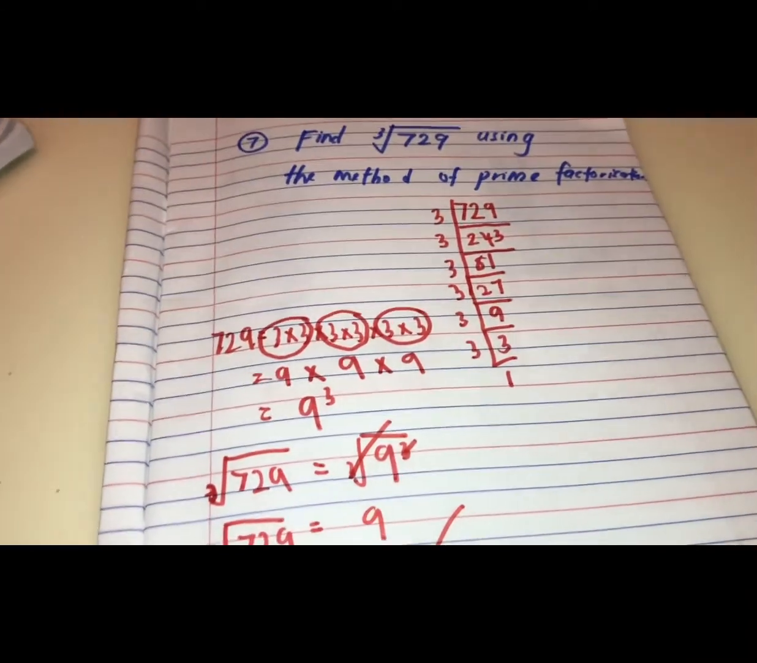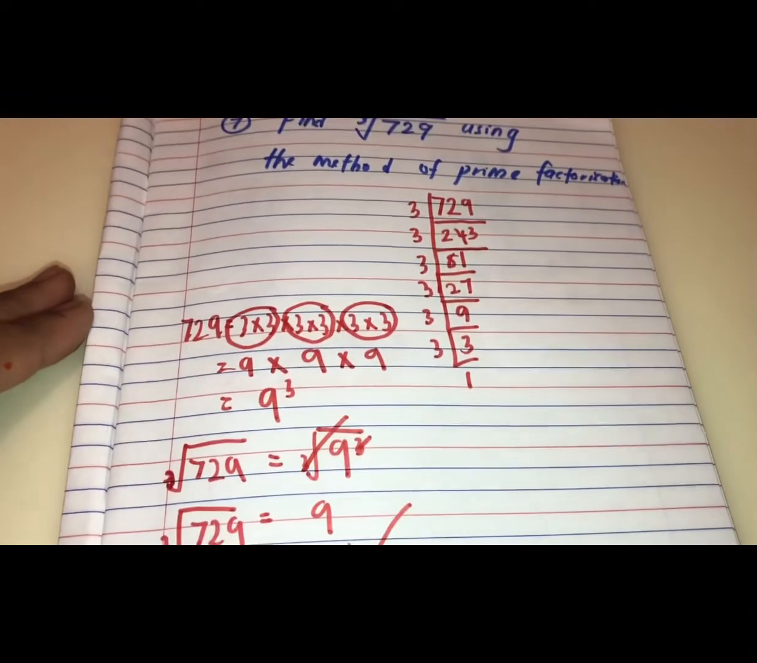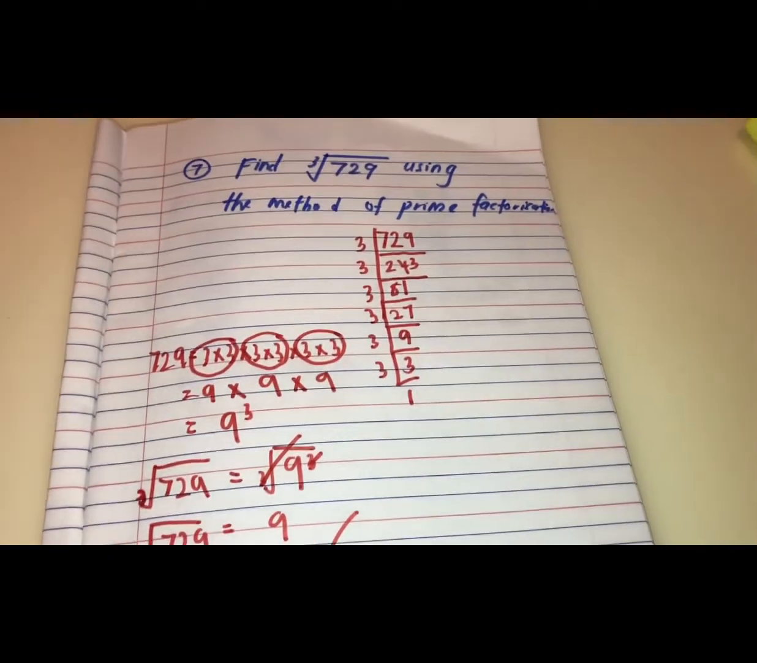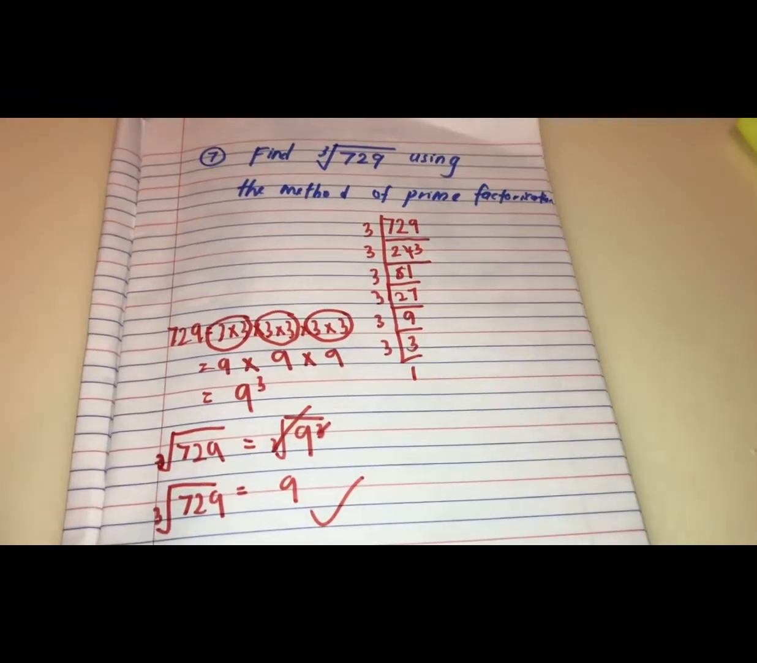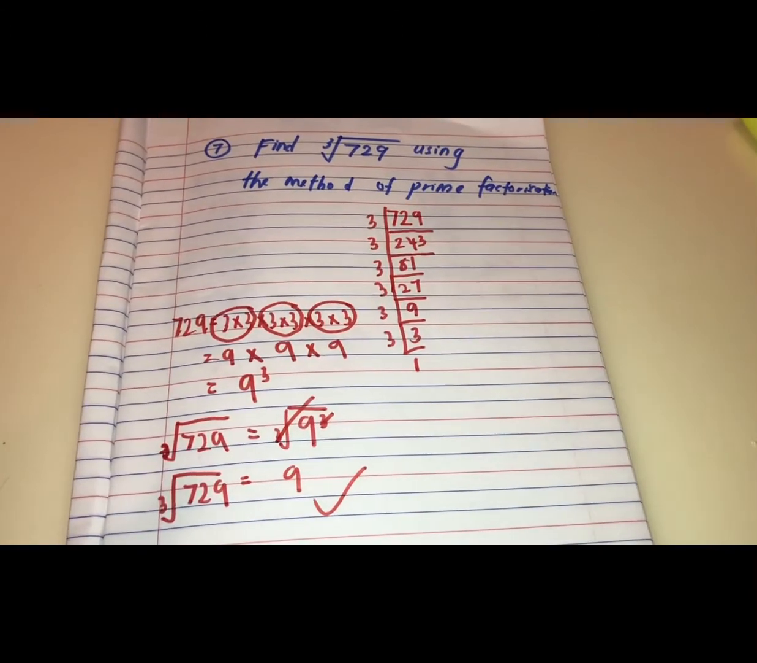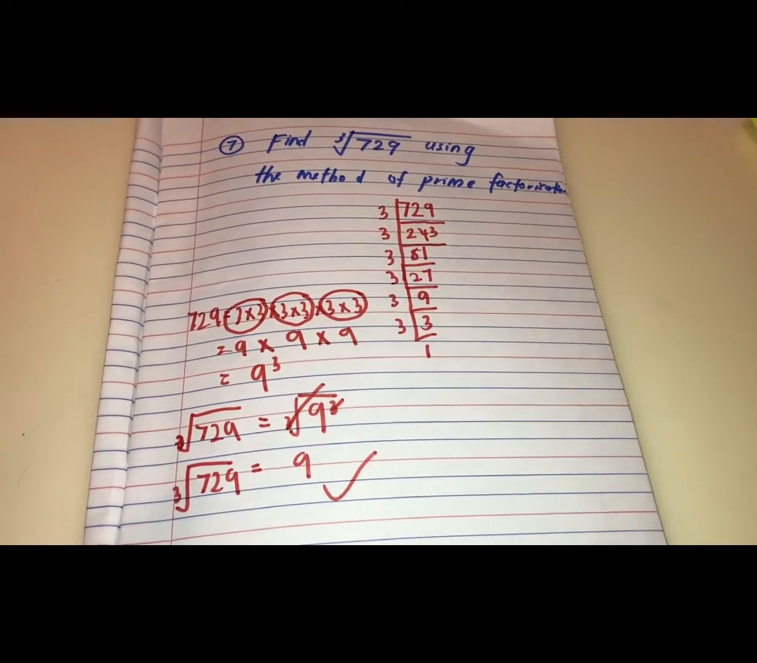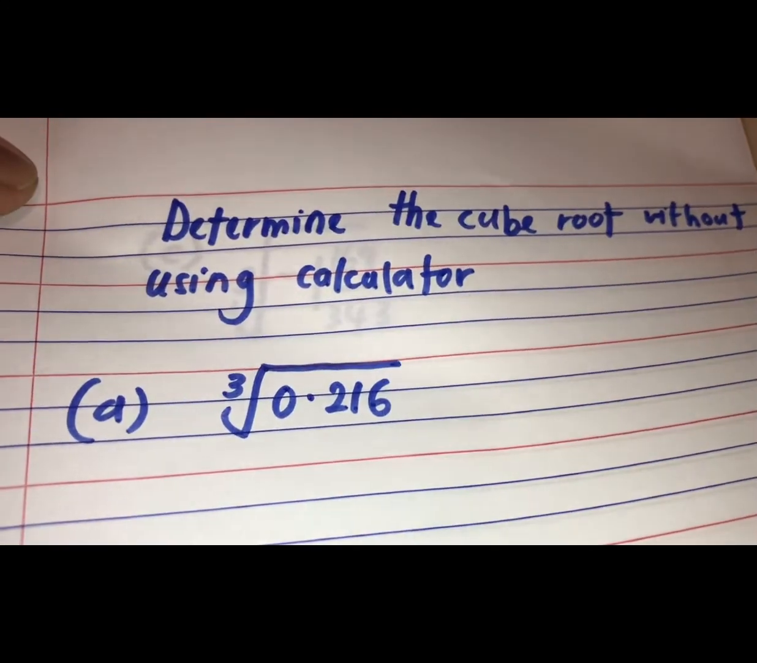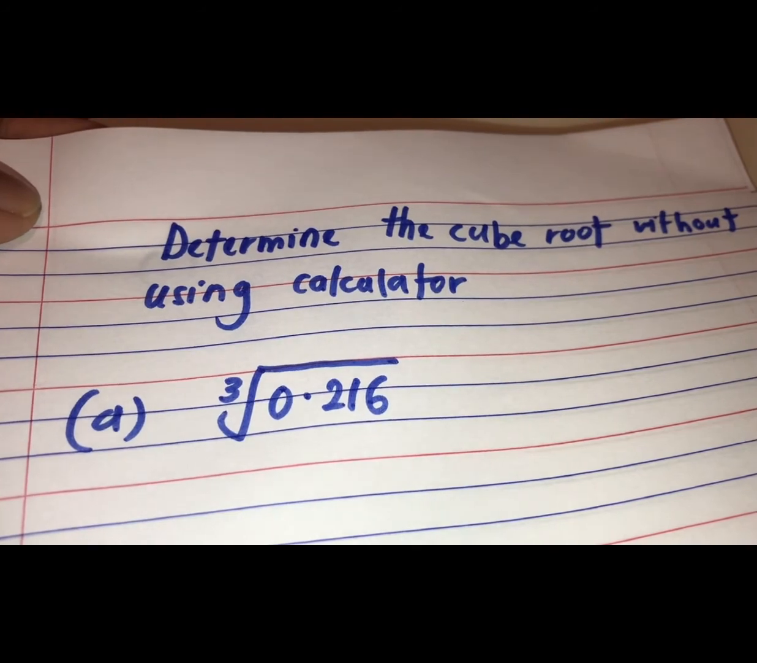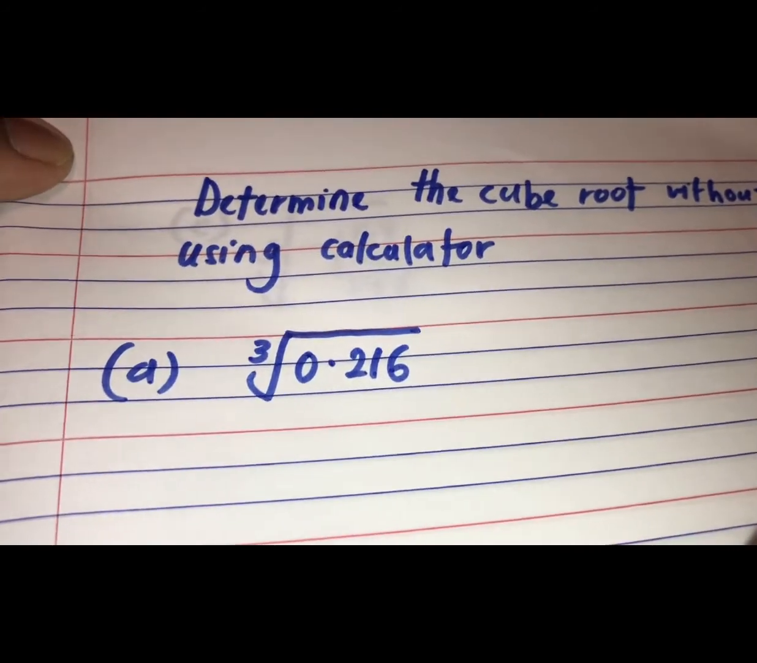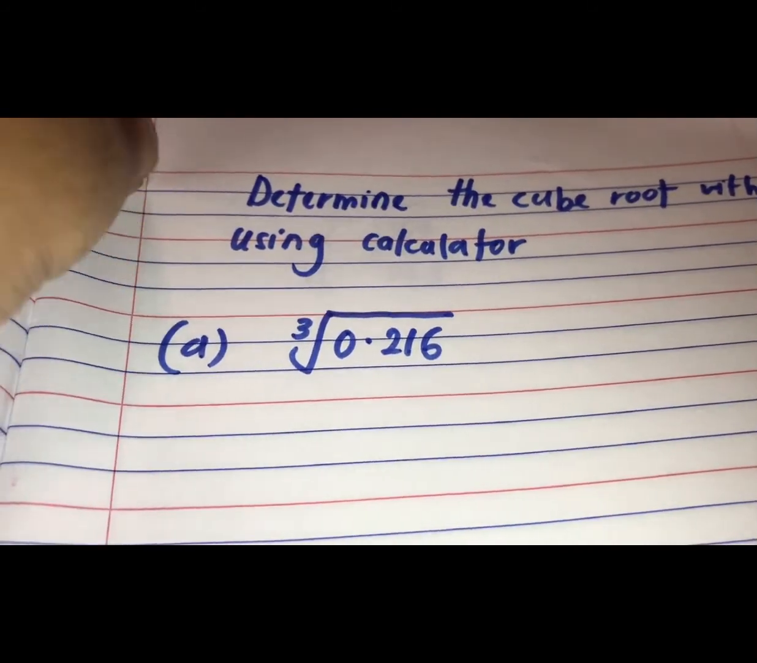Okay, question 7, page 45. The method of prime factorization. Last one I want to discuss is determining the cube root without using a calculator, at page 45.